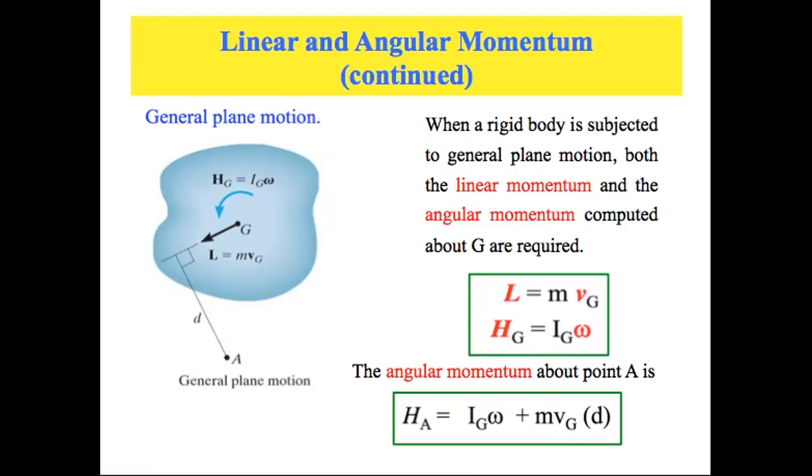The angular momentum about point A is found by IG times omega plus the moment about point A of the linear momentum of the rigid body at the center of mass. For this reason, we have mass times the velocity at the center of mass times d. The d is the perpendicular distance from any arbitrary point, such as point A, to the line of action of the linear momentum at point G.